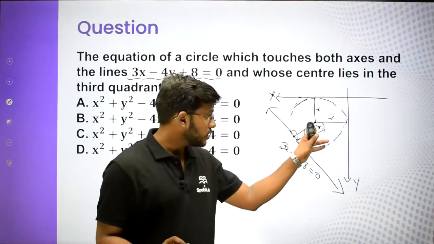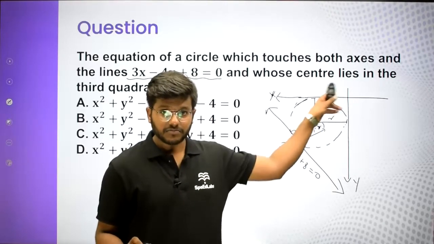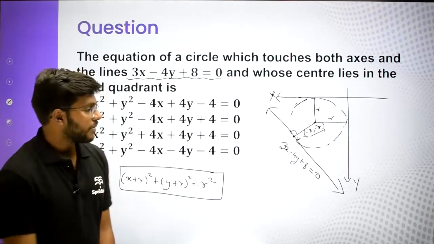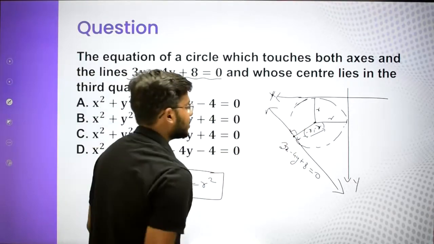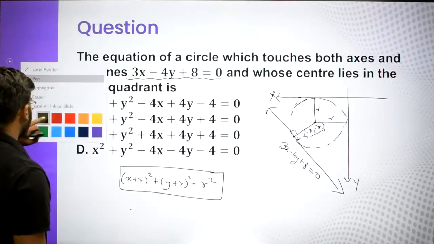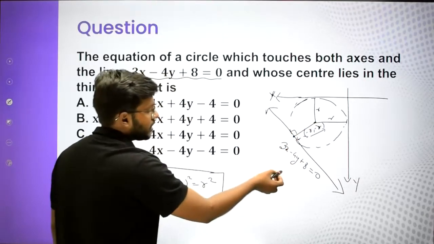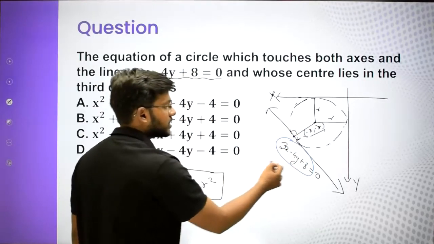Why? Because it's not a standard circle. Its center is not the origin, it is minus r comma minus r. But here also the condition is valid that P will be equal to r. P, that means the perpendicular distance. So find out the perpendicular distance of this line.